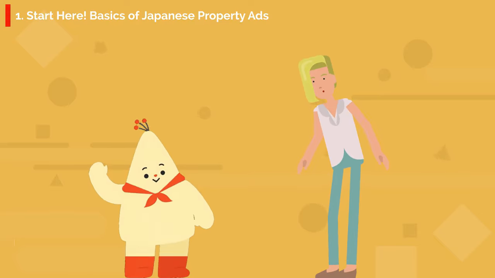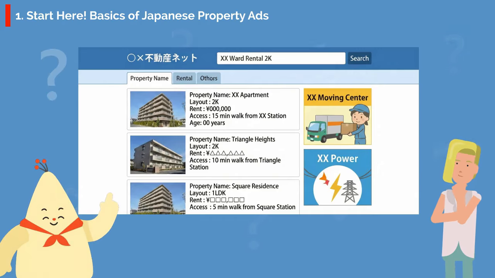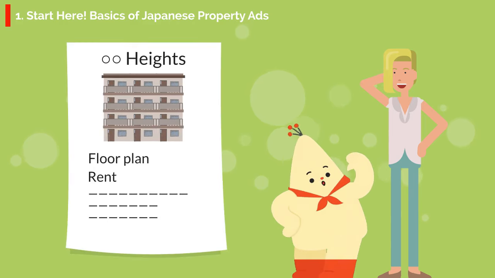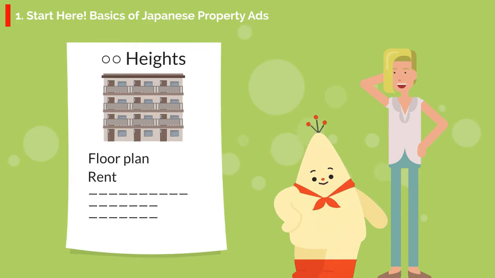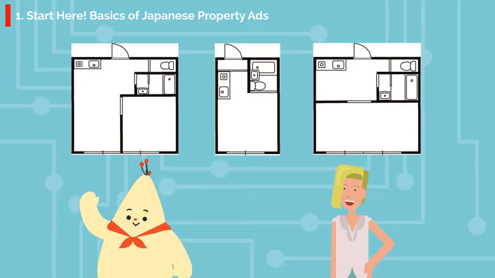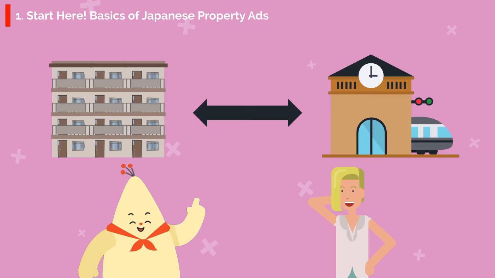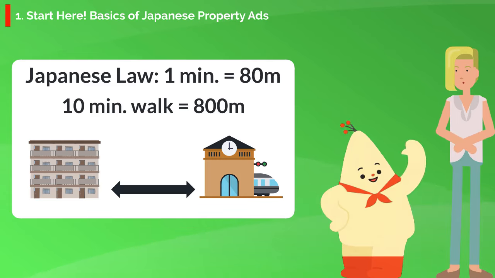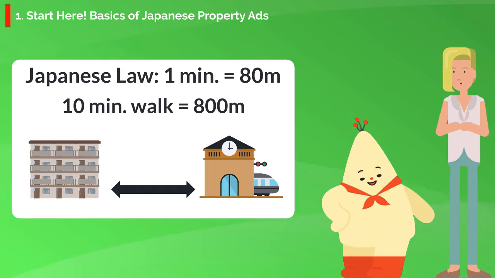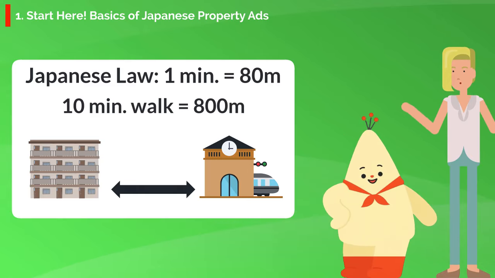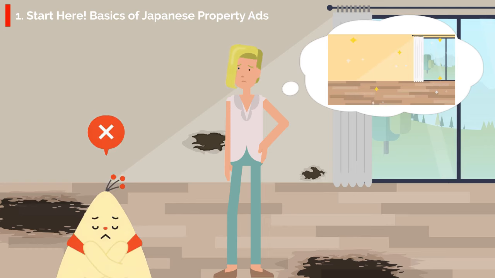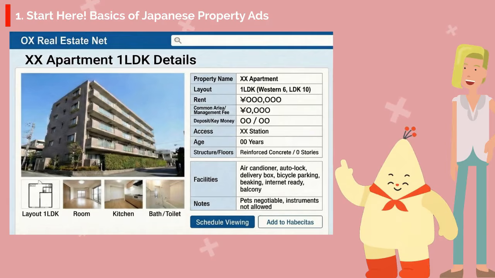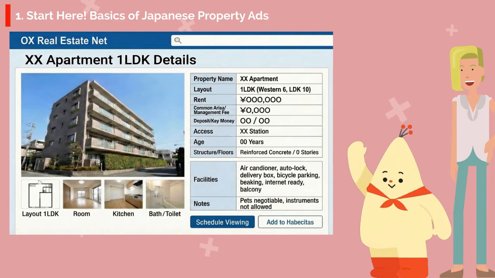Let's start with the basics. What exactly is a Japanese real estate advertisement? A typical Japanese rental ad puts all essential information on a single sheet: photos of the unit, the floor plan, the rent, the distance from the nearest station, and other details about the building. And unlike many other countries, Japan has very strict legal rules on how these ads must be displayed. Exaggerated or misleading descriptions are not allowed. So in general, you can trust that the information shown is fairly accurate.